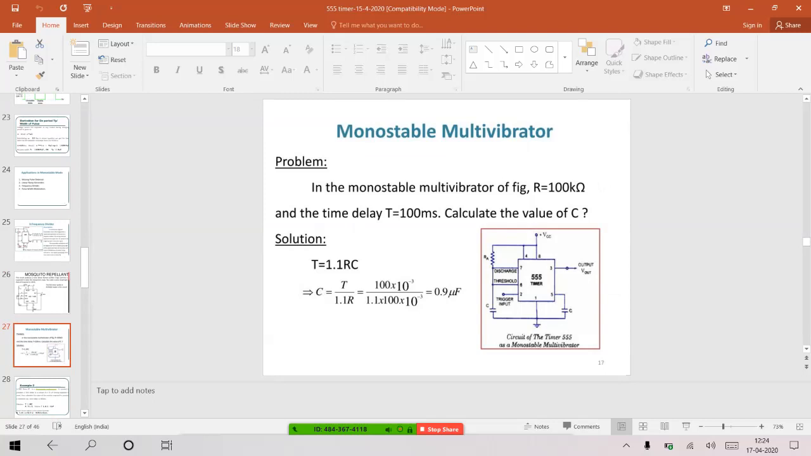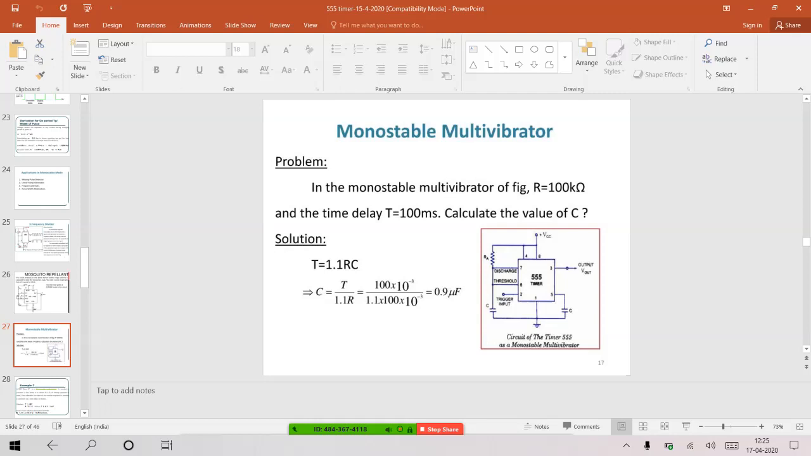So next is a simple problem I'll take up, just to understand the monostable multivibrator case. In the monostable multivibrator in the figure shown, the resistor value is given as 100K and the time delay is 100 millisecond. Calculate the value of the capacitor. The simple expression for the time period of the pulse generated at the output is T equal to 1.1 into RC. When R and T are given, you need to calculate C. C can be written as T by 1.1 into R. T is 100 millisecond and R is 100K. After substituting and calculating, you will get 0.9 microfarad as the capacitor value for the given data.